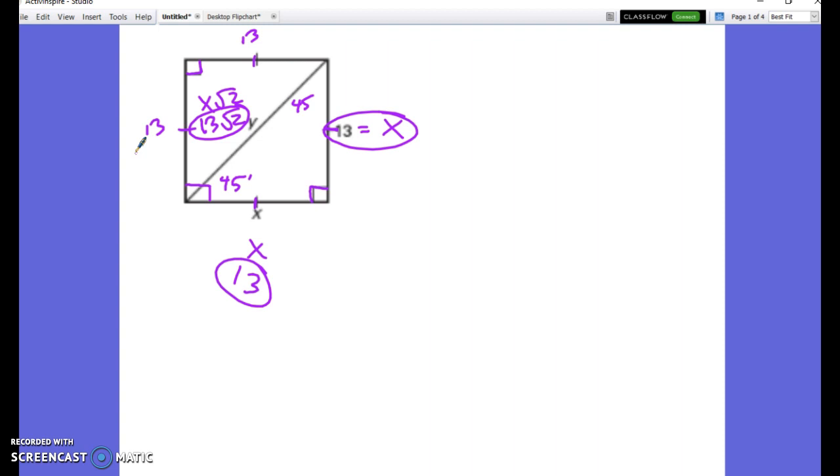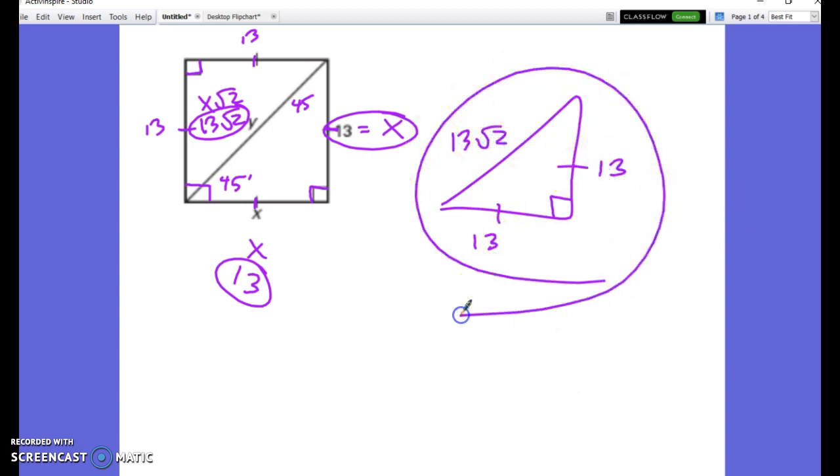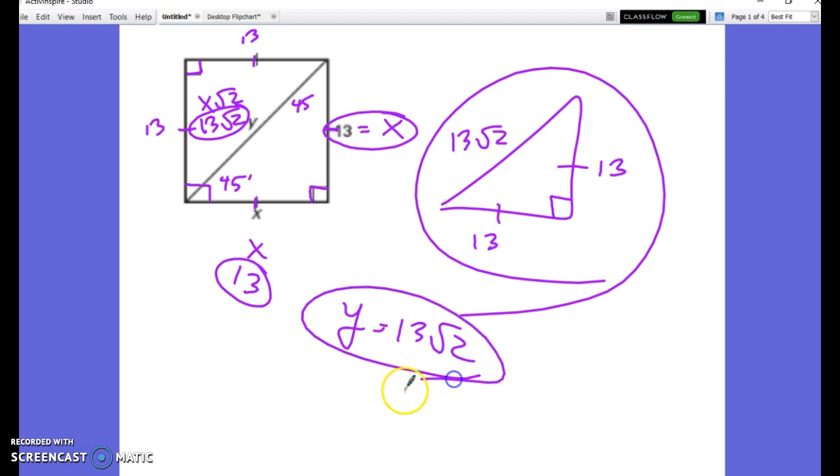Bam, done. That's it. Like that, your answer is this. You just got a 45-45-90 triangle where your sides are 13, 13, 13 root 2. So if they asked you what y equals, you could say that y equals 13 root 2. And if they asked you what x equals, you could say x equals 13.